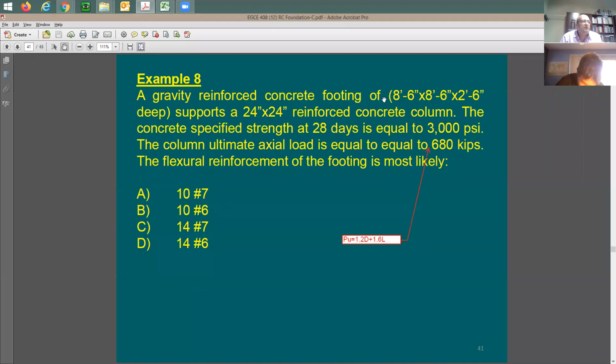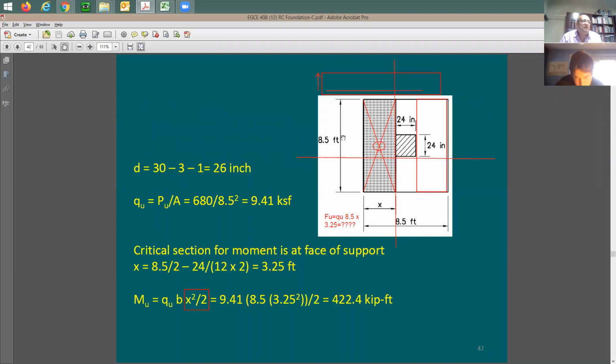Okay. So to continue with this example that we did last time, we have the ultimate load, which means factored load. And the question was about the amount of reinforcing that you need to use there. So what we have done here, we were able to find out the ultimate stress or contact pressure between the footing and the soil.